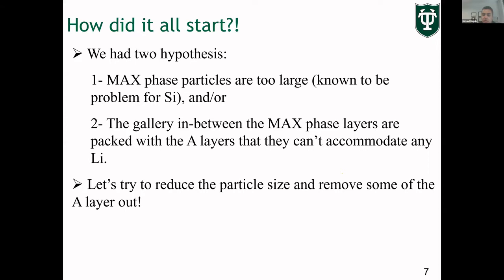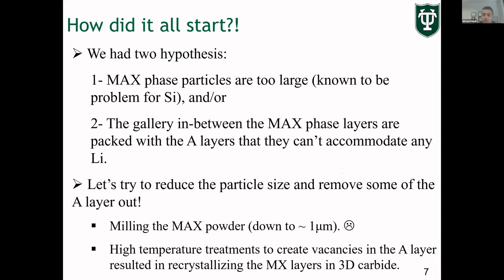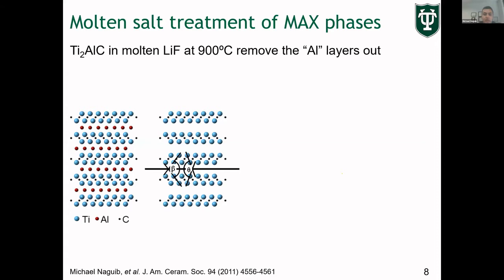So first, let's try to reduce the particle size and remove some of the A layer. We tried milling MAX phase powders down to 1 micron. It didn't really work much. We didn't get any enhancement in the capacity. And when we tried to remove some of the A layer, in the beginning we tried high temperature treatment, like soaking the MAX phase titanium aluminum carbide in lithium fluoride molten salt at 900 C. It did result in removing the aluminum layer out of the structure completely.